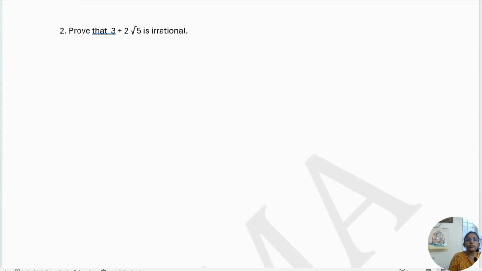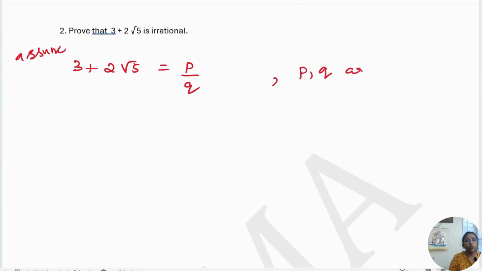Moving on to the next question. Second question: prove that 3 plus 2 root 5 is irrational. So 3 plus 2 root 5 is equal to P by Q. We can assume like this. So assume this is a rational number, P by Q, where again P and Q are co-prime numbers. So we have to take our data as in the previous problem.